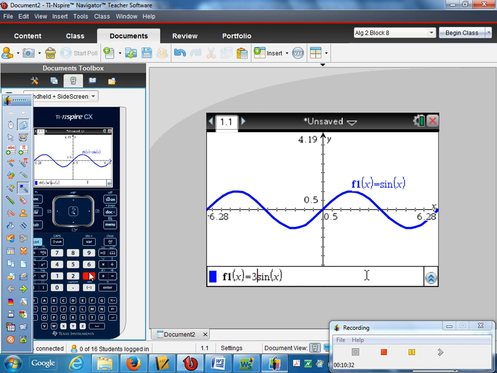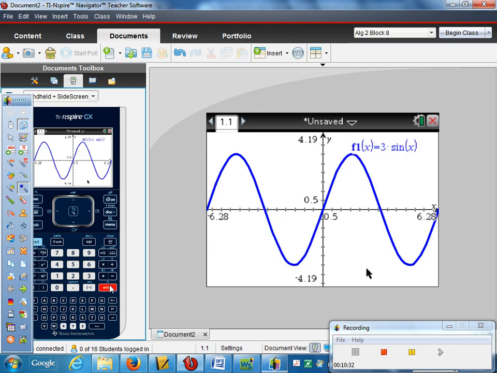Bigger hills. You're taking it times 3. You're saying 3 times sine, so it takes every y coordinate times 3. So if it takes every y coordinate times 3, they all get 3 times bigger. So therefore, instead of having an amplitude of 1, I have an amplitude of 3. So putting a number in front simply changes the height of the wave, the amplitude. That's all it's going to do.